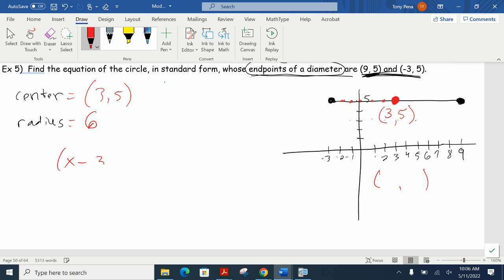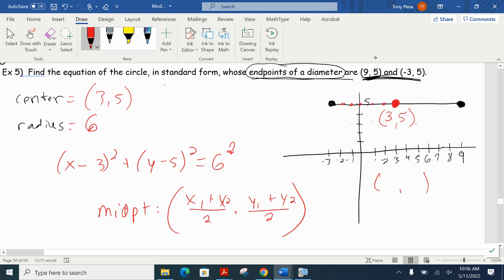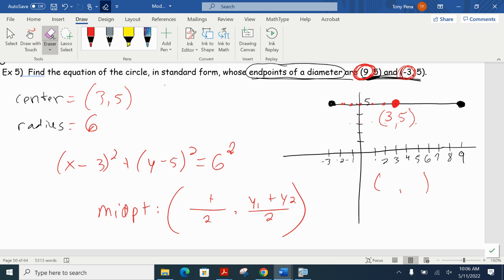And if we know that, we can then very quickly write the equation of our circle. Now, if this is a diagonal, which I will give you at some point in the next few days, remember how we had a midpoint formula? If it's not a nice horizontal line, then we need to remember this guy, where we just add up the x's and divide by 2, add up the y's and divide by 2. Watch what would happen if we did that. Our x's are 9 and -3. So let's plug in 9 and -3 for the x's. And then my y's are 5 and 5. So we'll put 5 and 5 into the midpoint formula.